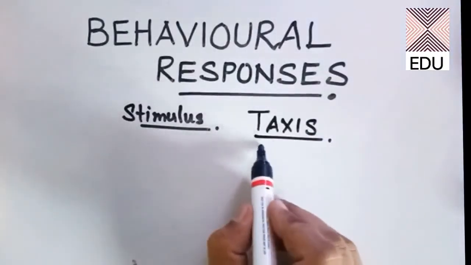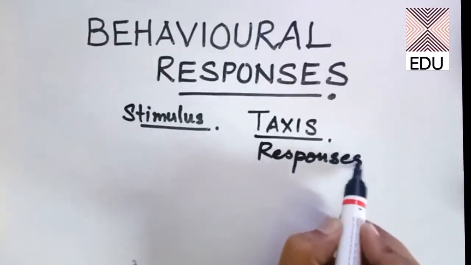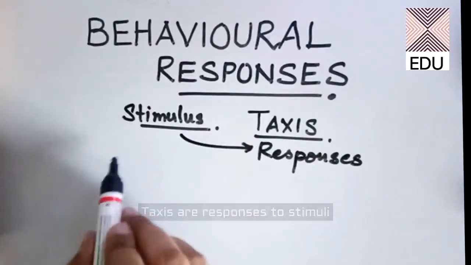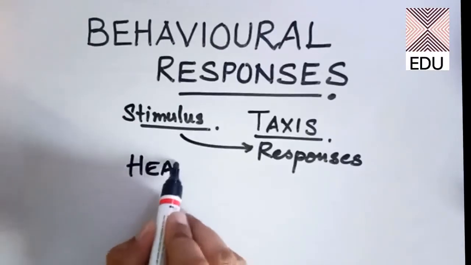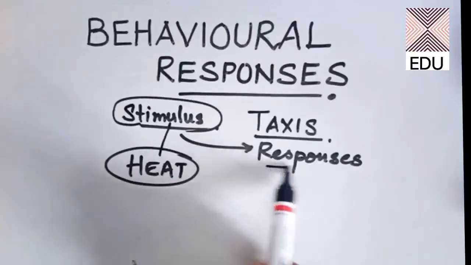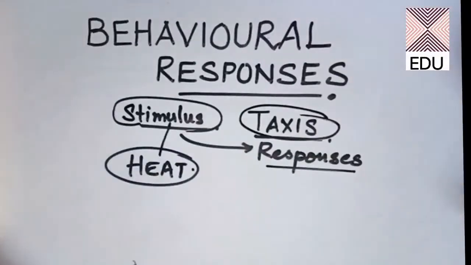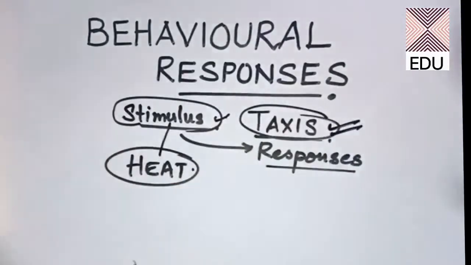So taxes are the responses to the stimuli. If I give a stimulus, for example the stimulus of heat to amoeba, the response of the amoeba to heat will be the taxis. So the responses shown by any kind of animal to a stimulus are called taxis.